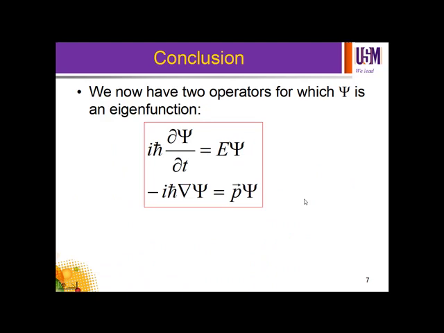So in conclusion, we now have two operators for which psi, the wave function, is an eigenfunction. This is the operator for energy, excluding psi, and this is the operator for momentum.